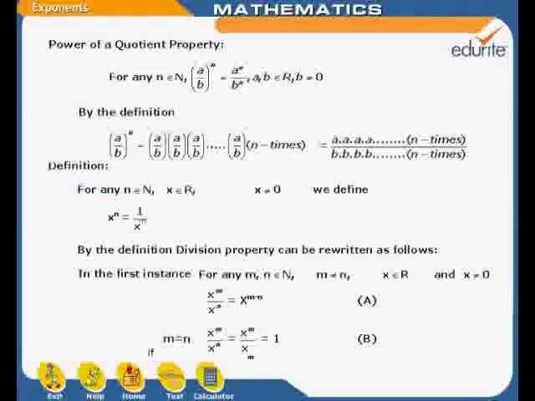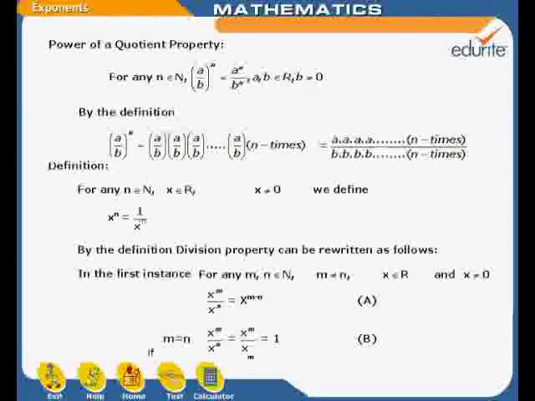Power of a quotient property. For any small n belongs to capital N, (a upon b) whole raised to the power n is equal to a raised to the power n upon b raised to the power n, where a and b belong to capital R and b is not equal to 0.